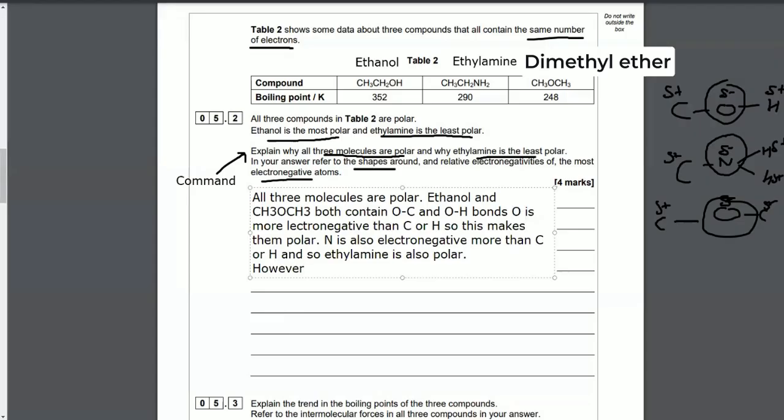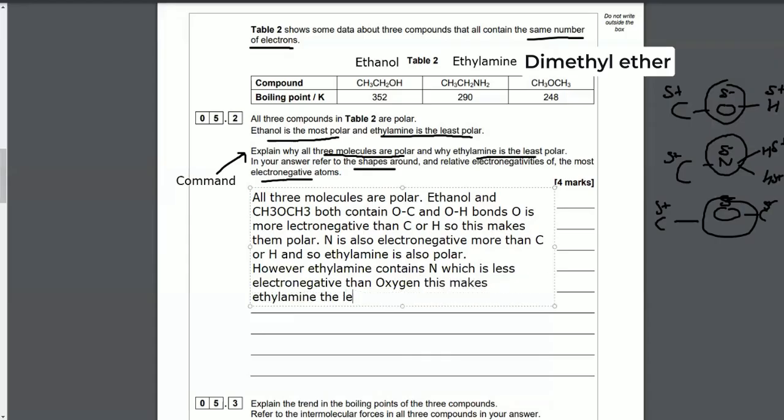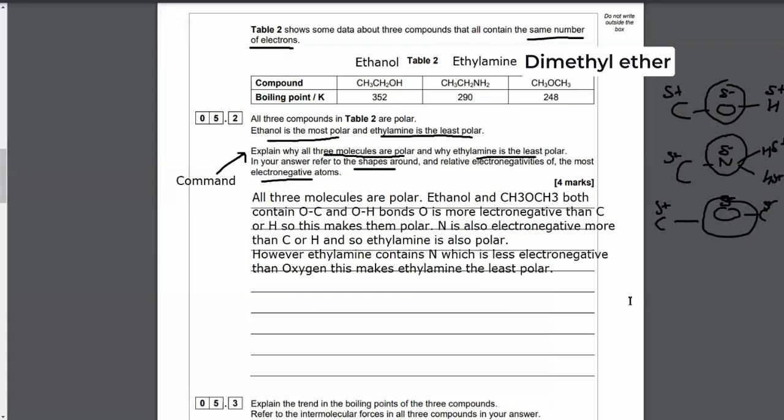However, ethylamine contains nitrogen, which is less electronegative than oxygen. So the nitrogen's less electronegative than oxygen. This makes ethylamine the least polar. So essentially, they are all polar molecules because they contain oxygen and nitrogen, which are electronegative. However, ethylamine is the least polar because the nitrogen is less electronegative than an oxygen atom.